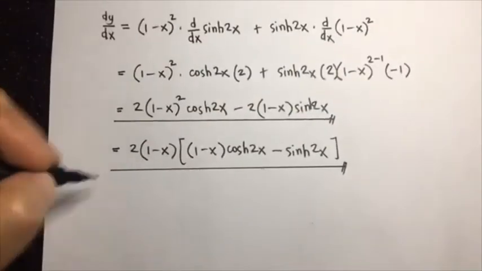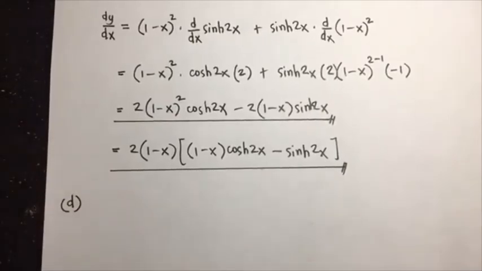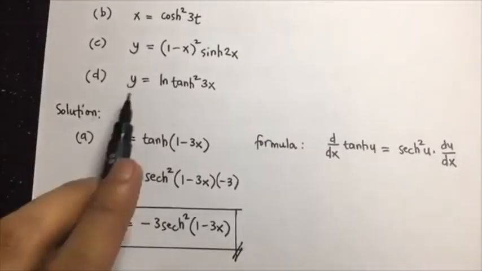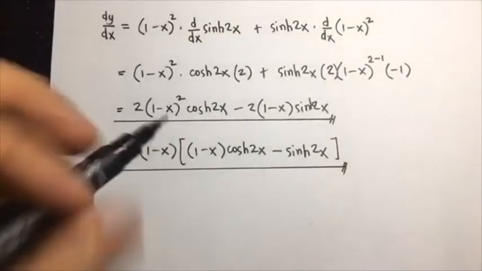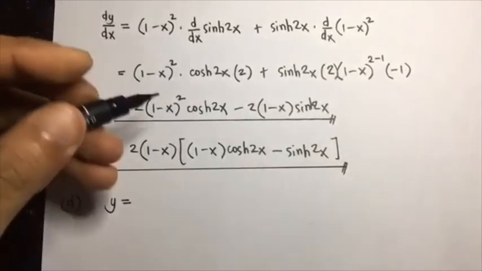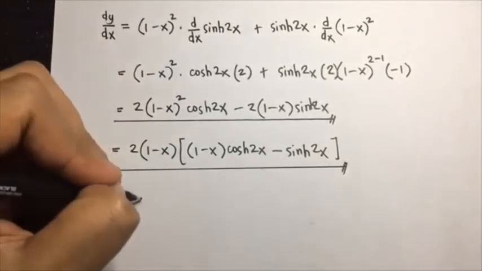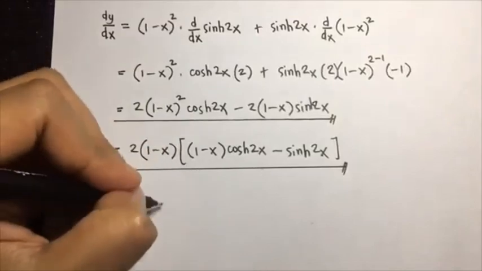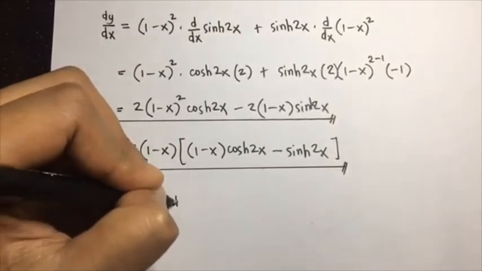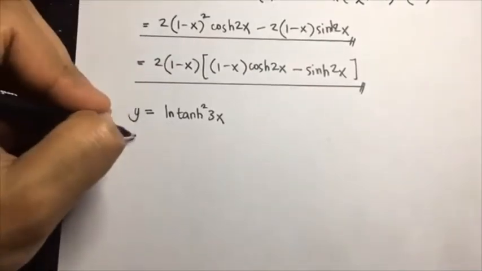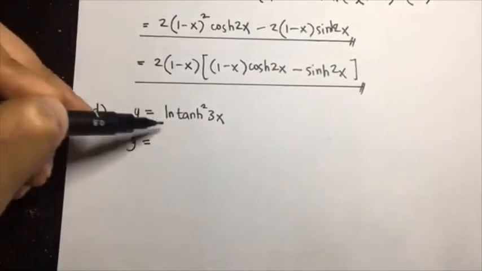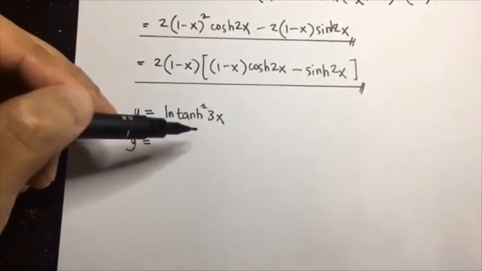Okay, so for our last problem, letter D, we have y is equal to ln of hyperbolic tangent squared of 3x. Y is equal to ln of hyperbolic tangent squared of 3x. Okay, so before we derive, since this is a logarithmic function, let's see if we can simplify this.